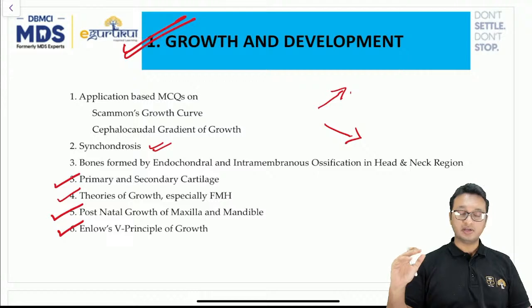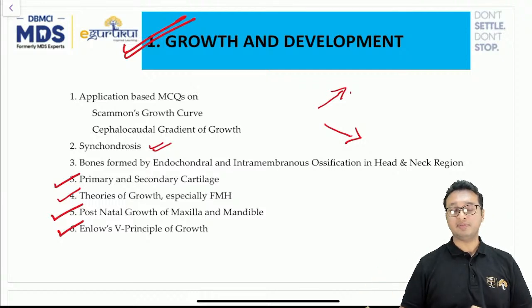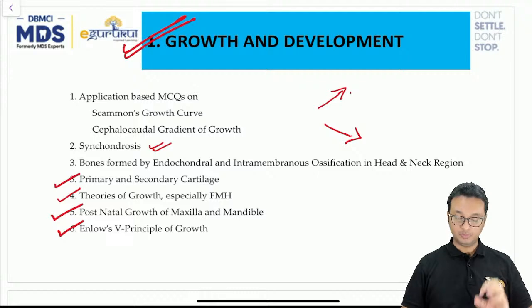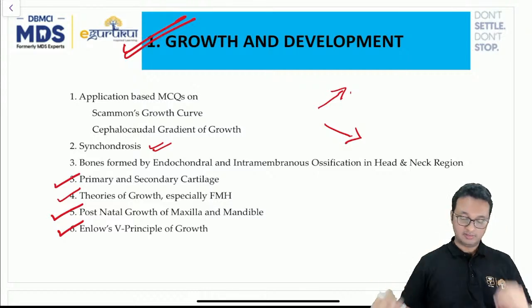How is it different from other principles of growth? Which bones are there to exemplify this particular principle of growth? The mandible being the most commonly asked bone. Then we talk about the coronoid process, the palate, etc.